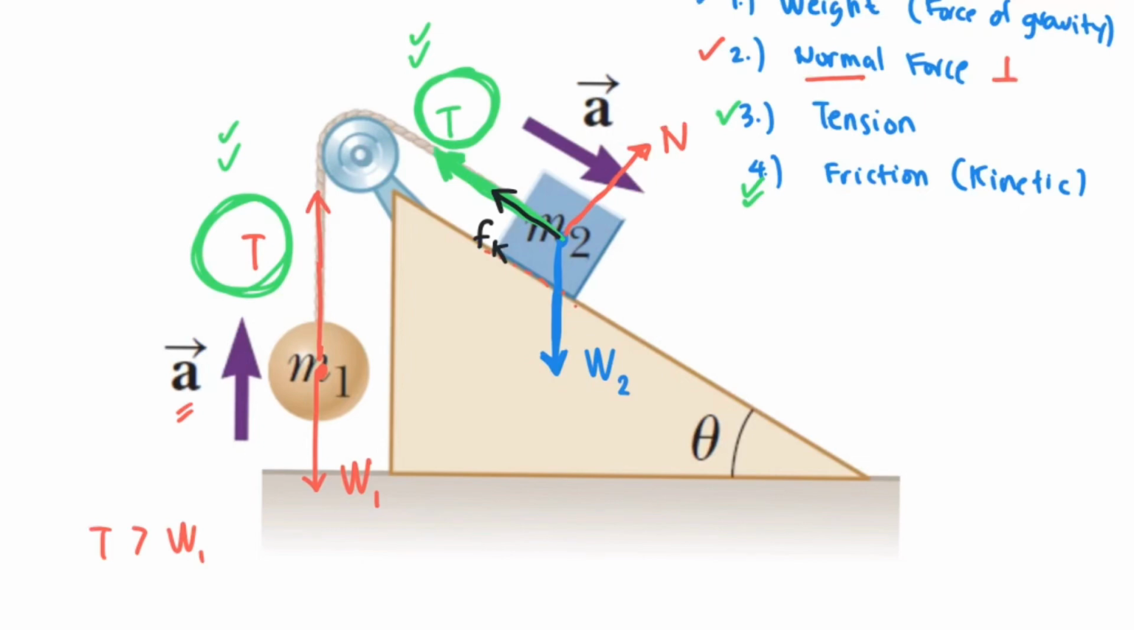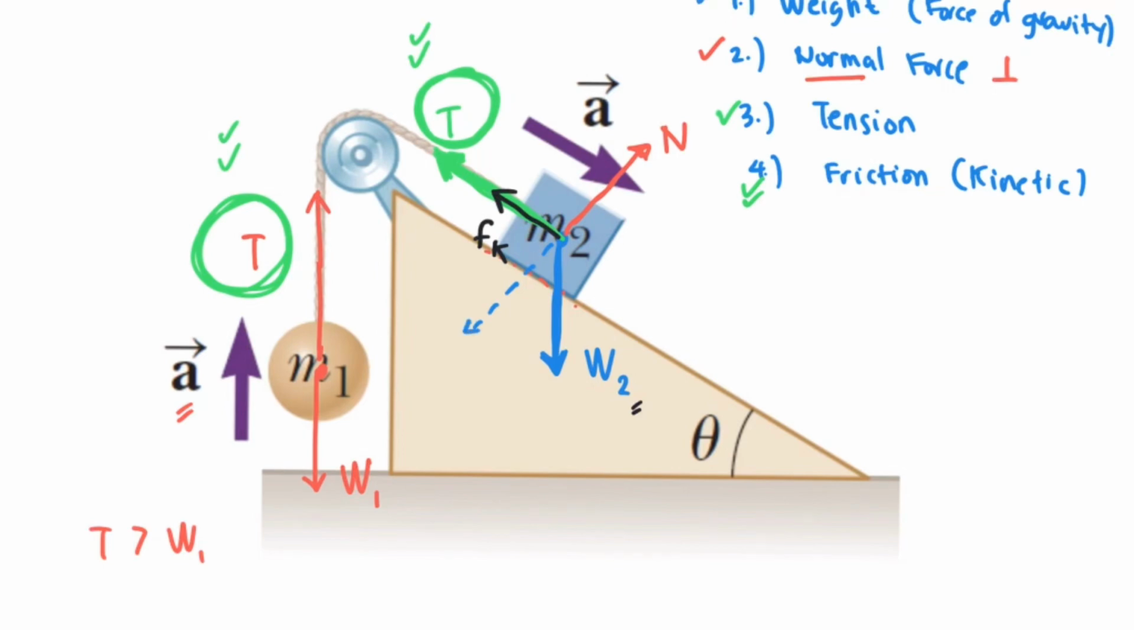However, I would like to direct your attention to the weight here. Now this weight is in fact composed of two parts. We have the y component of the weight and the x component of the weight. So let me draw that. The y component of the weight would be in the same direction as the normal force. Let me draw that in blue. Again, the weight is in the opposite direction as the normal force.